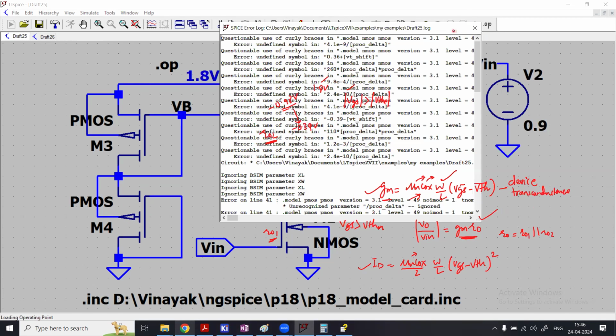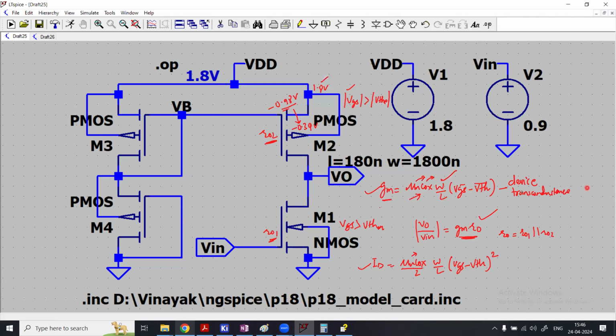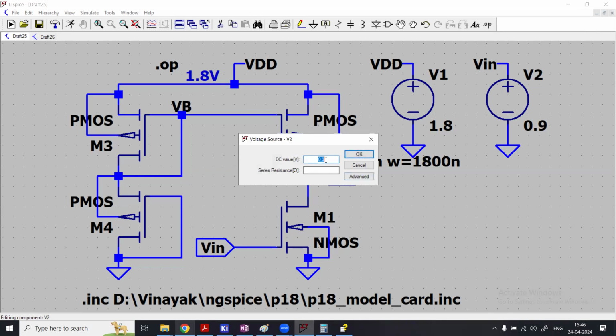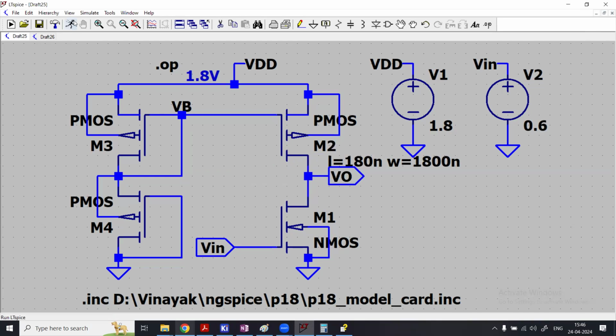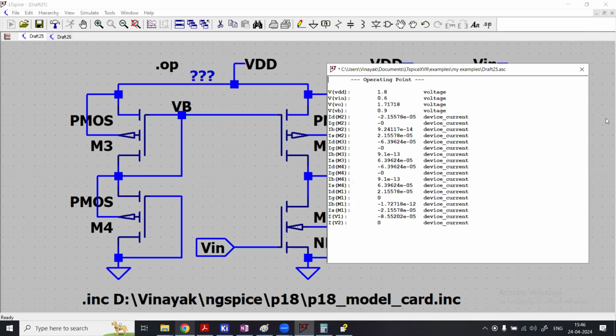Oh, look at this, something has come here. So before I explain that, let me correct the biasing. What we are going to do is right click here, and instead of 0.9, how about 0.6 volt, should be okay. That's the bias point I'm doing, and run the simulation again. And look at now if we succeed. So output voltage is now 1.7.